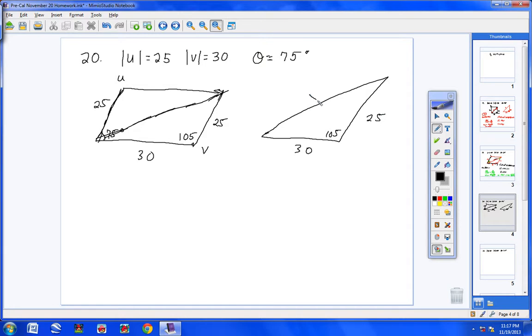And now I can find this resultant very quickly using the law of cosines. So x squared equals 30 squared plus 25 squared minus 2 times 30 times 25 times cosine of 105. So there we go. Let me type this in real quick. 30 squared plus 25 squared minus 2 times 30 times 25.